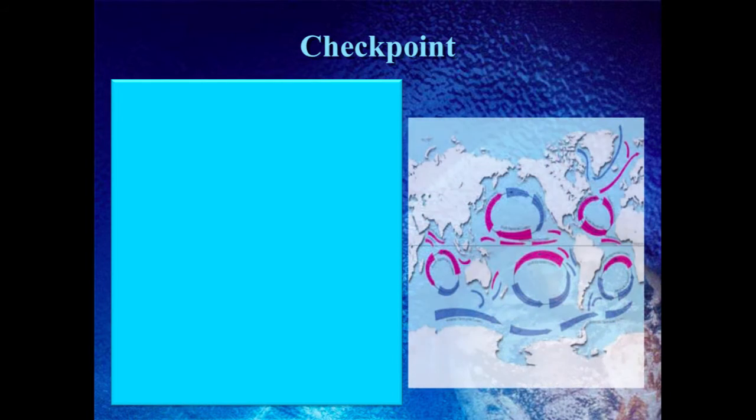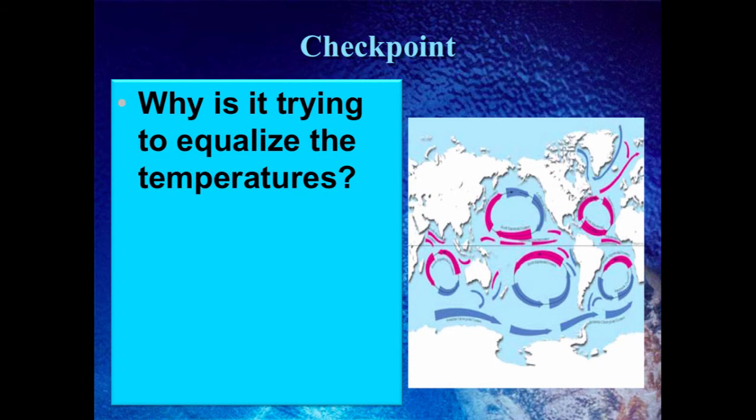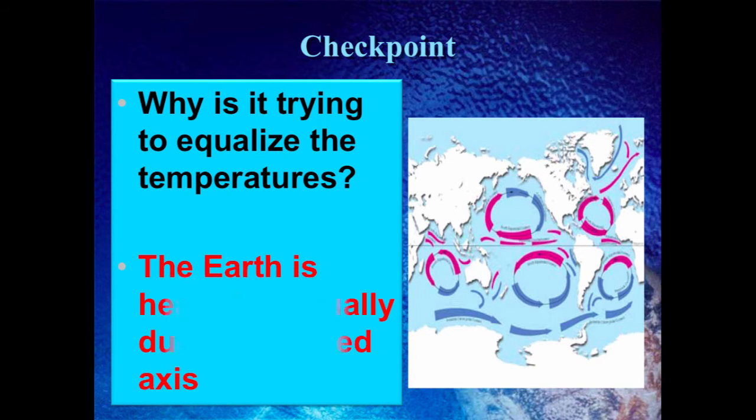So checkpoint. Here's a picture of some ocean currents. Why is it always trying to equalize the temperature? Again, the earth is heated unequally due to the tilt of the axis. So if I keep reiterating things again and again, you probably need to put a big bubble cloud around this, outline it, arrows towards it. It's something that's very important. The whole reason we have wind, the whole reason we have ocean currents is due to that unequal heating because the earth is tilted. Okay?